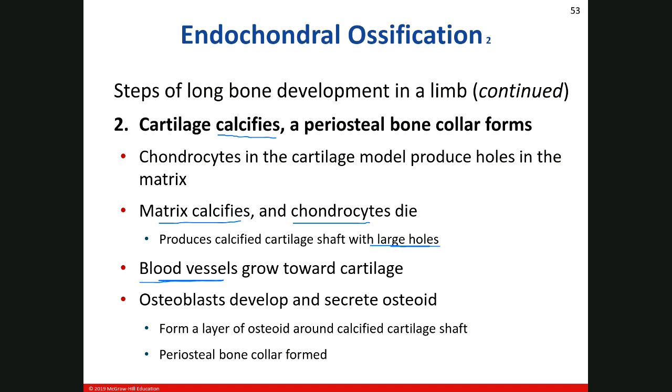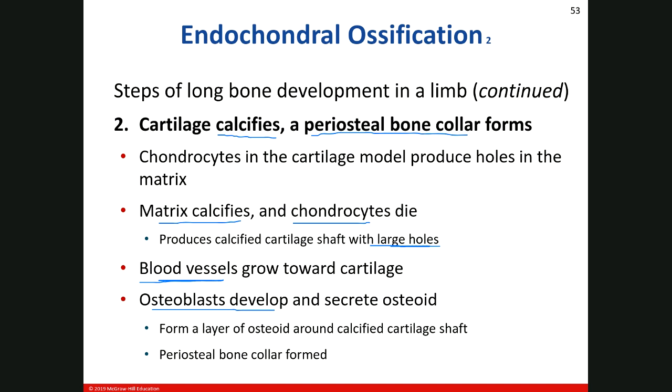Back to our cartilage here. As we start to see this hardening occurring, we're going to get what's called the periosteal bone collar. This periosteal bone collar is bone connective tissue that starts to surround the diaphysis of our long bone, our humerus here. We'll start to see this occur, and the reason why is because osteoblasts have come onto the scene. We've got blood vessels, so they can come in on blood vessels.